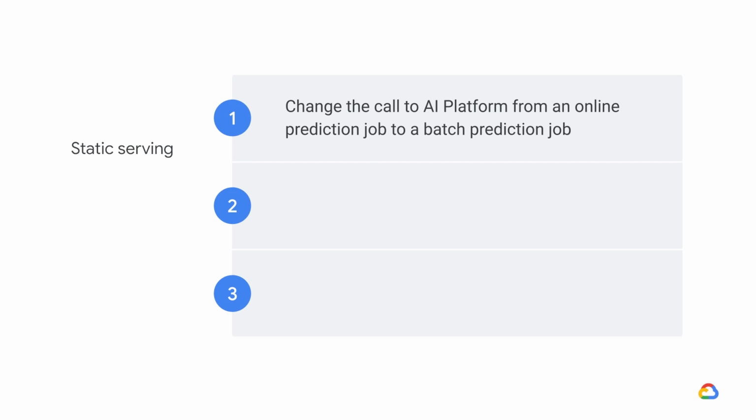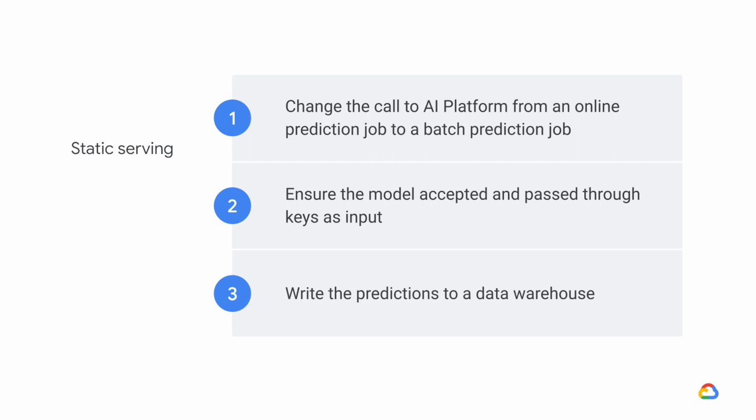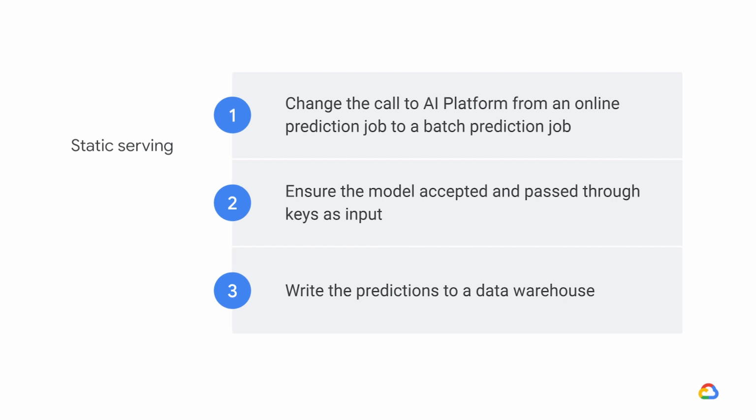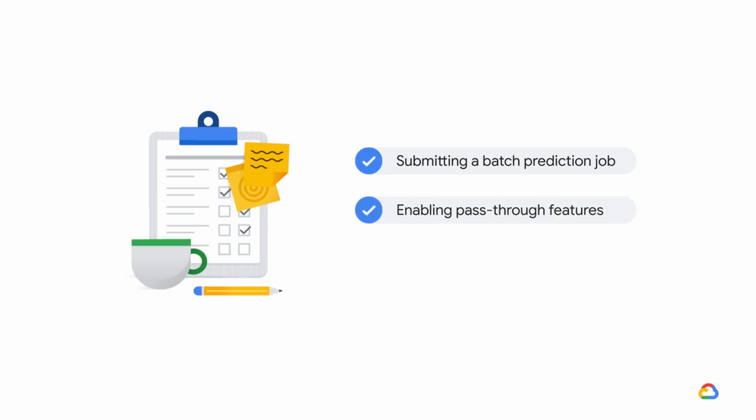First, you need to change your call to AI platform from an online prediction job to a batch prediction job. Second, you need to make sure that your model accepted and passed through keys as input. These keys will allow you to join your requests to predictions at serving time. And third, you write the predictions to a data warehouse like BigQuery and create an API to read from it. Although the details for each of these instructions are beyond the scope of this lesson, we've provided links in the course resources on submitting a batch prediction job, enabling pass-through features in your model, and loading data into BigQuery.